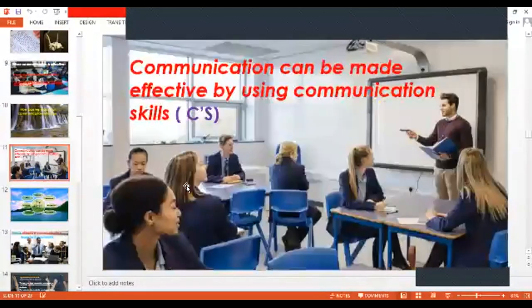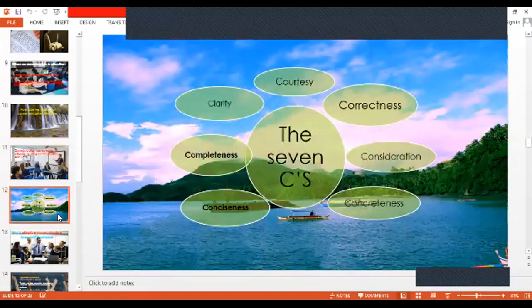So, I want to tell you about some communication skills. Communication can be made effective by using communication skills. We can say in short form, CS. Thus, there are 7 communication skills. We can say the 7 Cs. First is courtesy. What does courtesy mean? Courtesy is the respect that we show to others.